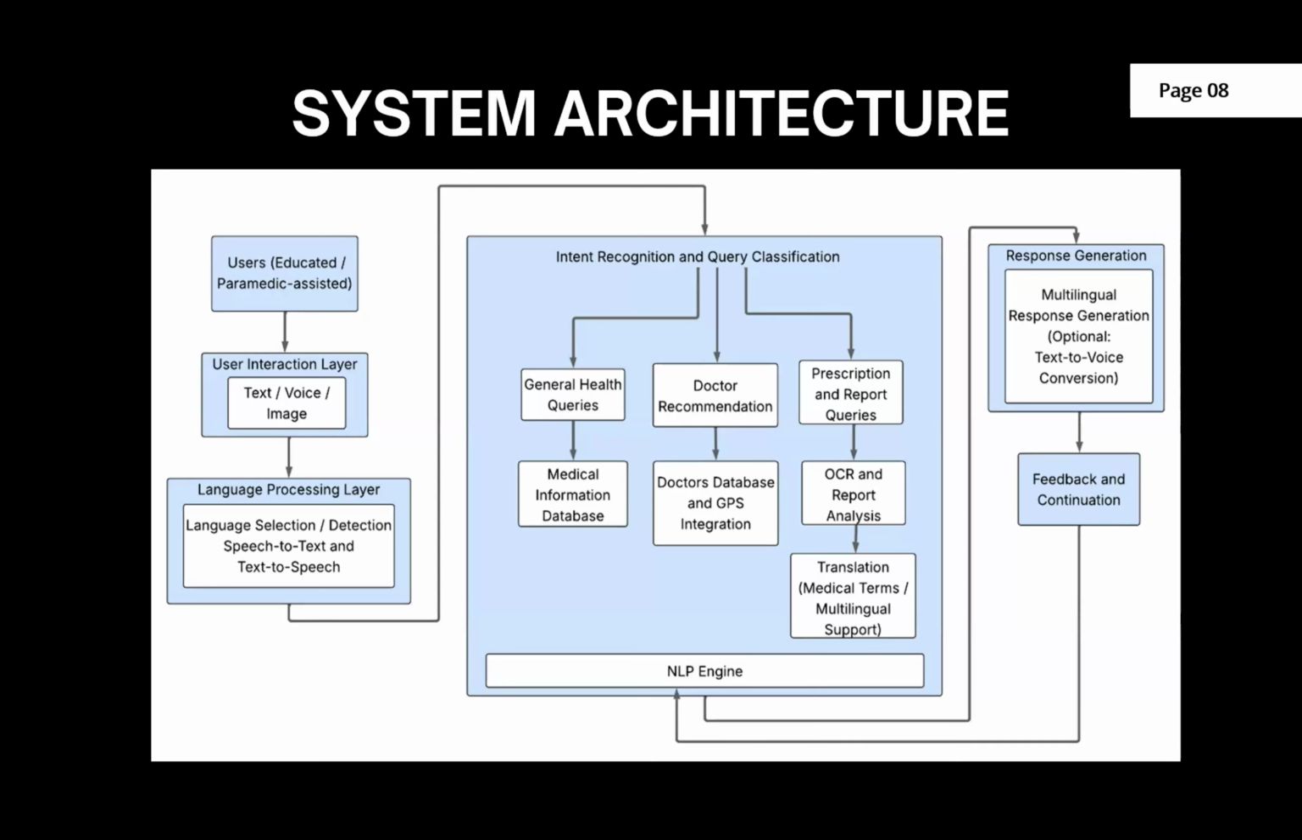The USP of our system, that is the report and prescription processing module, will be implemented using OCR-based extraction for medical reports and prescriptions. This will help in converting medical text into simplified and understandable languages. And lastly, the feedback and learning module will add a feedback system to collect user responses and improve system accuracy over time through continuous learning and refinement.